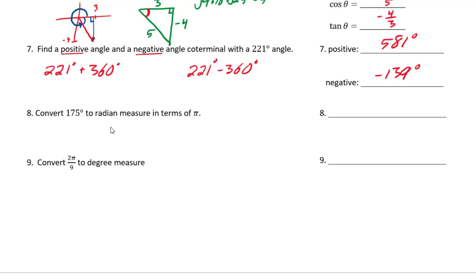So with this one being 175 degrees to start, that kind of tells me when I multiply, I would want to have degrees in the denominator, so that means 180 must be in the bottom, which then tells me pi needs to be on top.